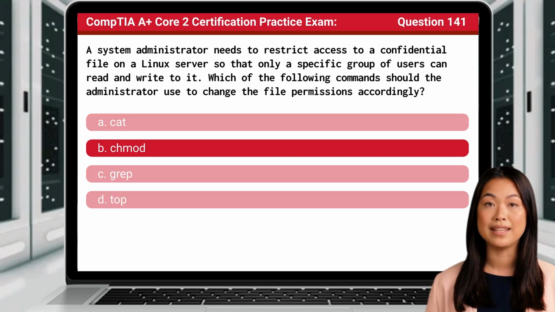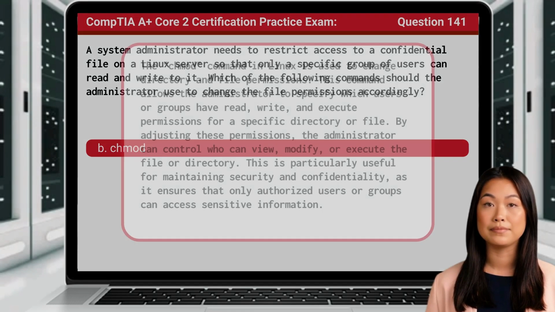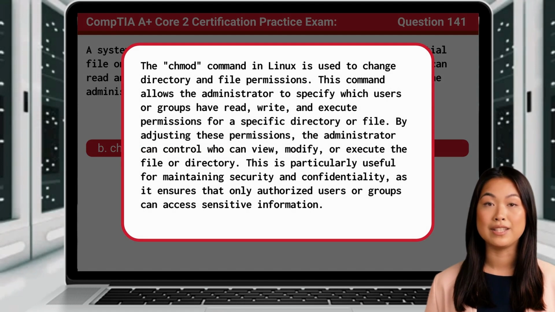The answer is B. chmod. The chmod command in Linux is used to change directory and file permissions. This command allows the administrator to specify which users or groups have read, write, and execute permissions for a specific directory or file. By adjusting these permissions, the administrator can control who can view, modify, or execute the file or directory. This is particularly useful for maintaining security and confidentiality, as it ensures that only authorized users or groups can access sensitive information.